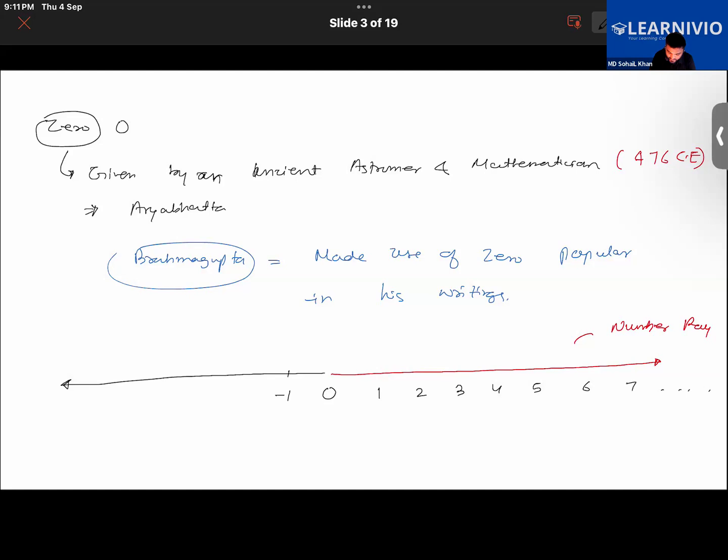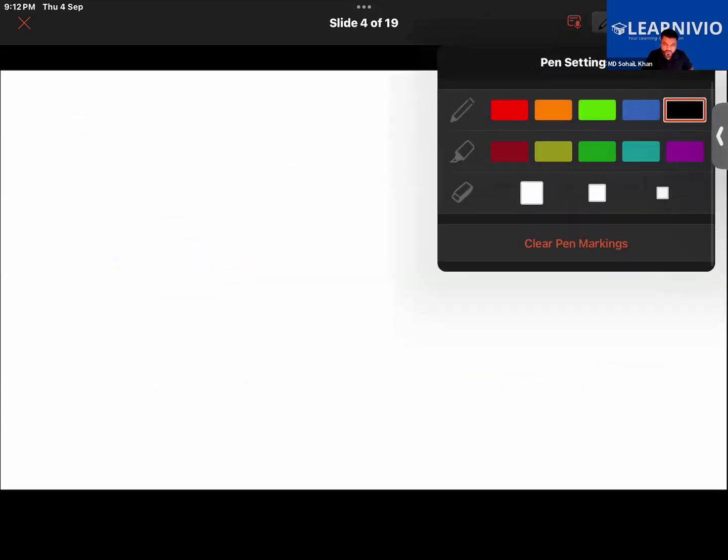And that will be like -1, -2, -3, -4, -5, -6, and so on to infinity. And here also till infinity. Getting it? So a number can be less than zero also, and it can be greater than zero also. So zero stands in the middle here.